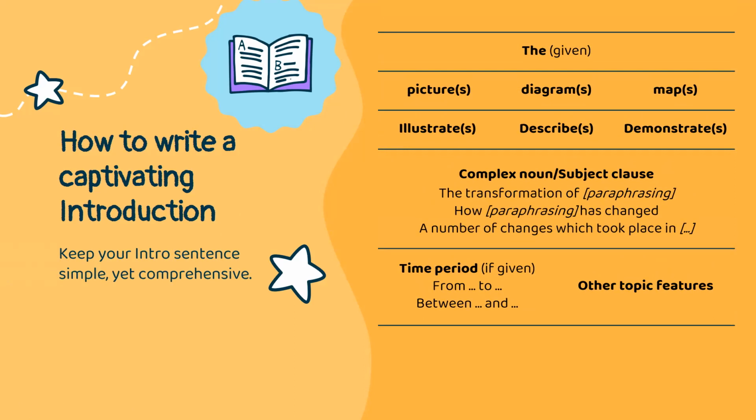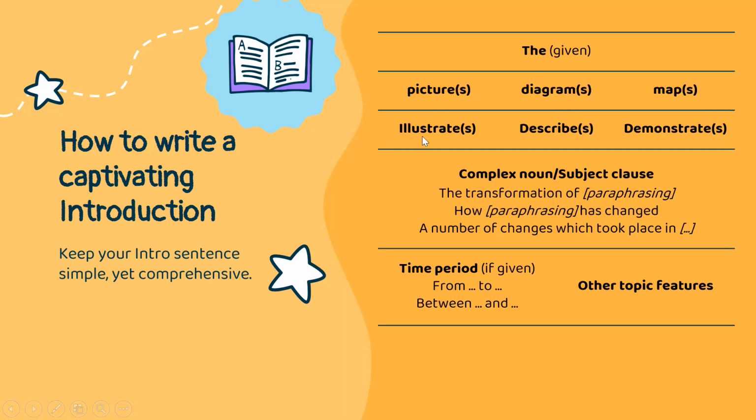But the main point is that you must report all the features, like the time period, or maybe the places there. So I will give you a formula like this. First start with the subject, and then what kind of picture are they giving you? Is it a diagram? Is it a map? Or is it a picture? And don't forget the plurals if there is more than 1 map.